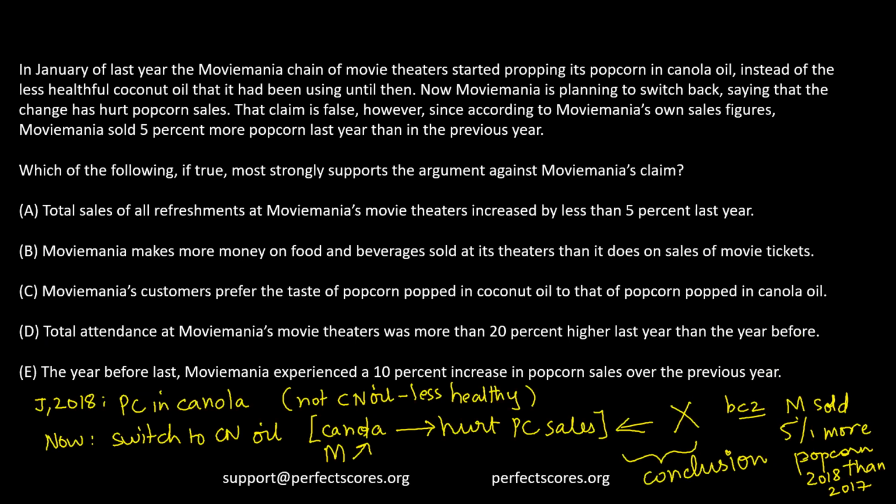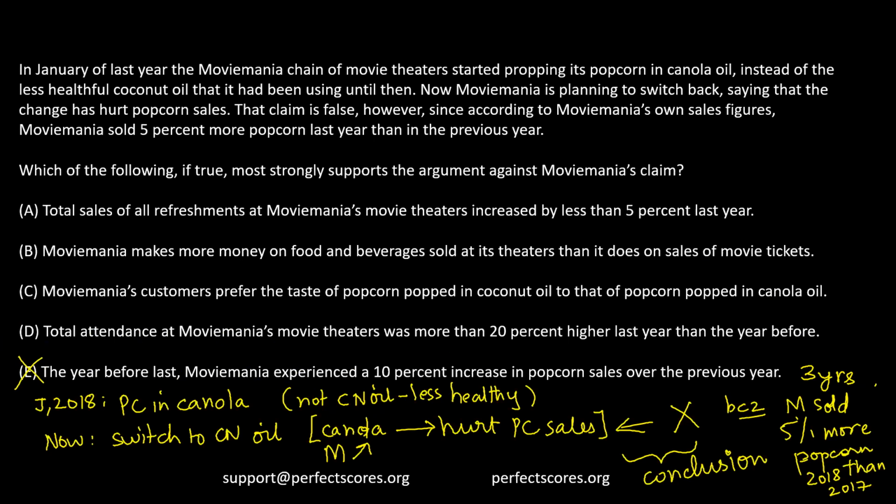Okay, let's start with the last option, option E. The year before last, Movie Moon Mania experienced a 10% increase. So does it really matter what happened 3 years ago? No. Because the change happened in canola oil like last year. So the only issue that we have is the oil change creating the sales or not, or decreasing the sales.